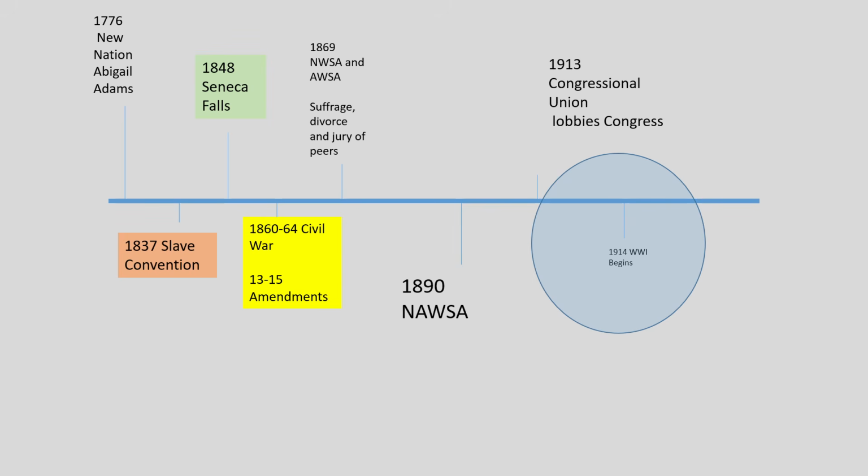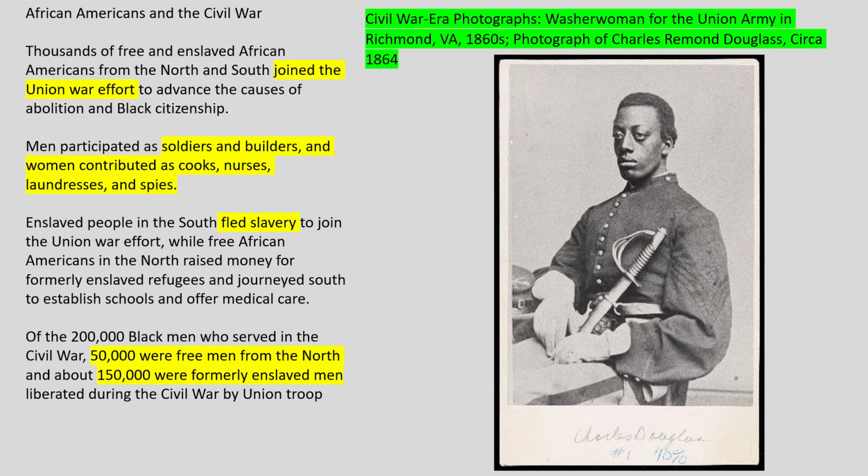So here we have the transition from the 1800s into the Civil War, where we have that slave convention, and then eventually this leads to the Civil War, which ends slavery, and then you have the women's rights movement that's happening pretty much at the same time.